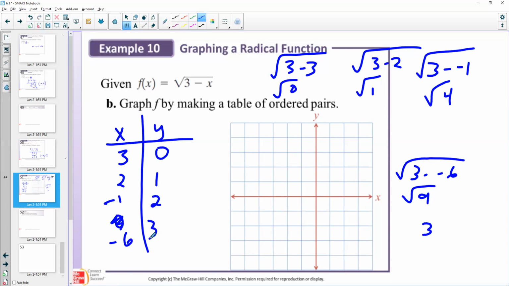So now you graph. You know how to graph. The x-axis goes left to right, right? The y-axis goes up and down. So over 3 to the right, not up at all. That's (3, 0). Over 2, up 1. Over left, negative 1, up 2. And over to negative 6, 1, 2, 3, 4, 5, 6, and up to 3. So there is my graph.